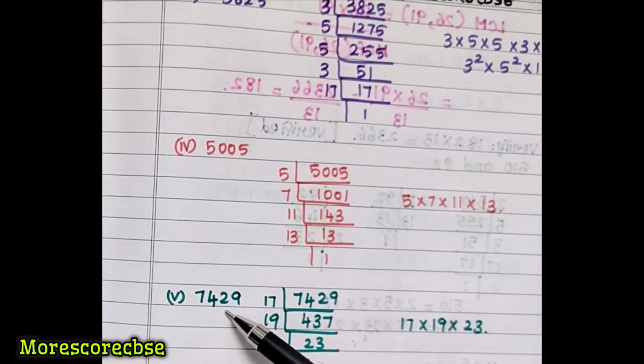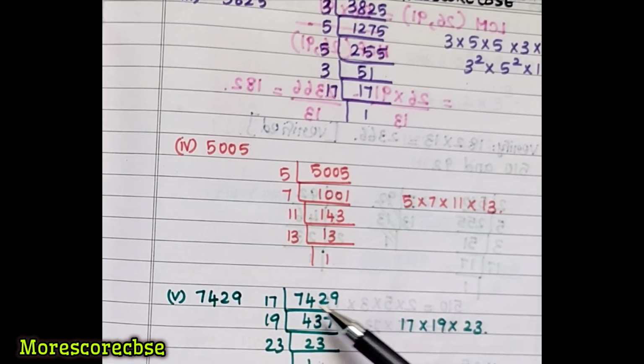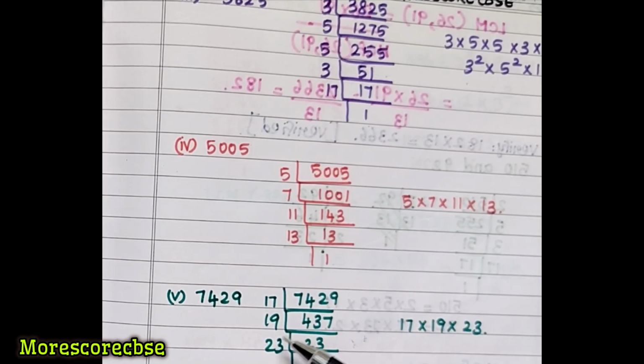Next for the fifth sum 7429, so divided by 17 we will get the answer as 437, 437 divided by 19 it is 23, 23 divided by 23 it is 1. So the factors are 17 into 19 into 23.